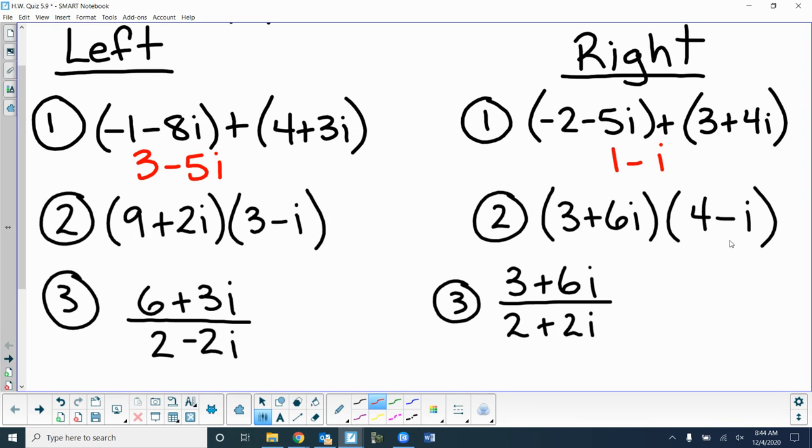All right, number 2. Who's sitting on the left? Scott. 27 times 2i squared. No. Yeah. That's the first. All right.